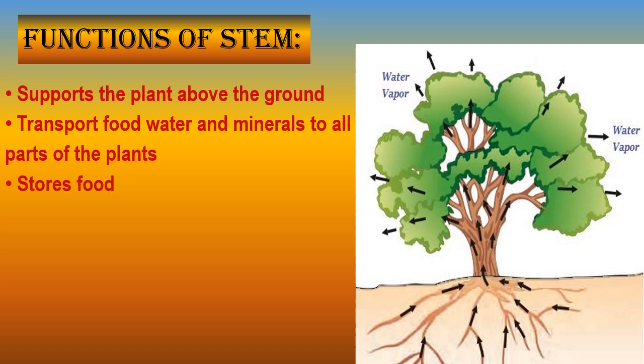Stem also stores food. The plants which store food in their stems include pineapple, onion, sugarcane, ginger, asparagus and many other plants. So the other function of stem is that it also stores food.